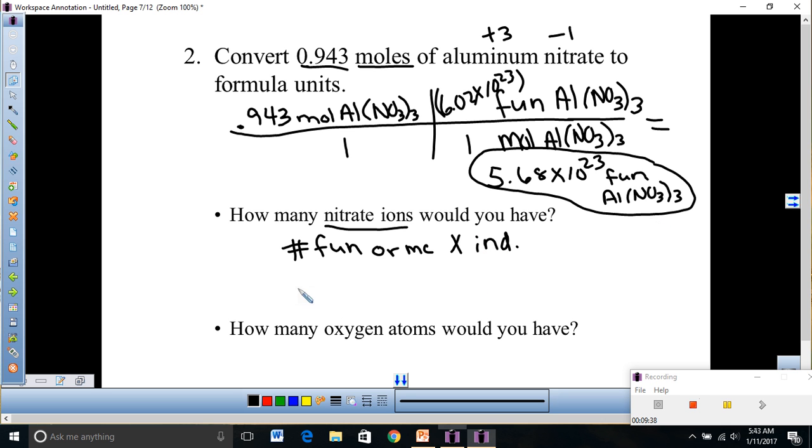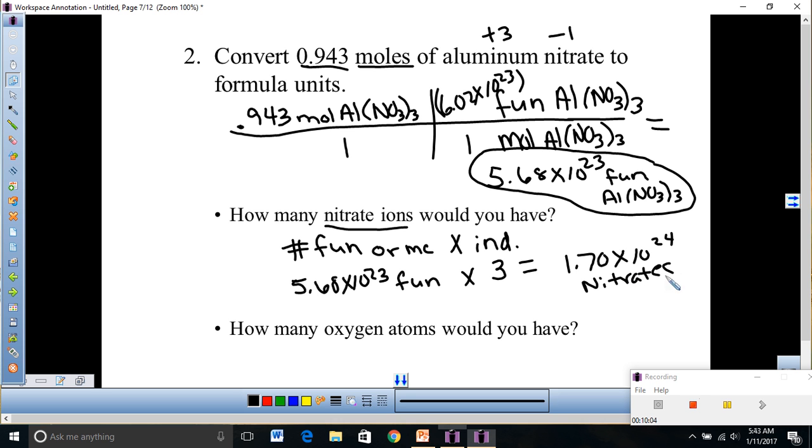So in this case, I've got 5.68 times 10 to the 23rd formulas, and I'm going to multiply by the individual pieces, and I'm looking for nitrate, so it's 3. So I'm going to multiply by 3, and this would get us 1.70 times 10 to the 24th nitrates. So I don't have to set it in a table.